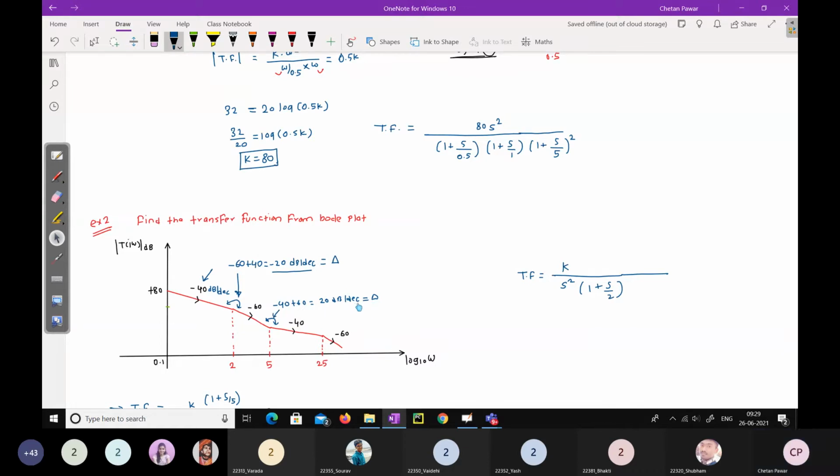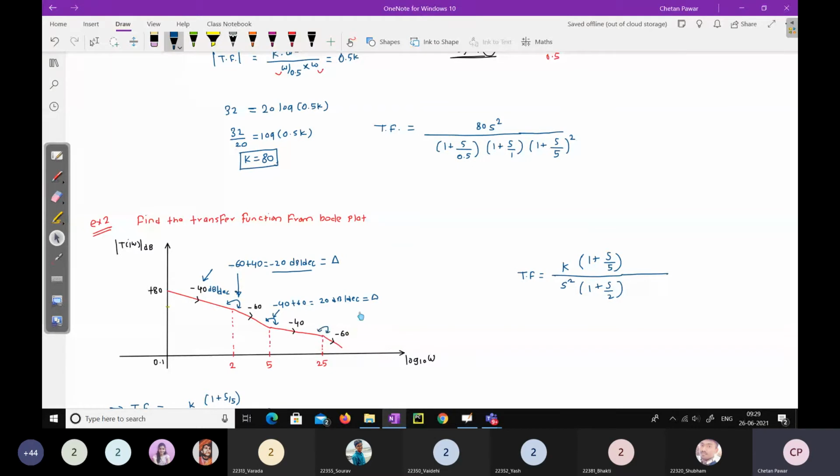So what exists at this particular corner frequency, 0 or pole? There exists a 0, because plus 20 dB per decade slope is there.